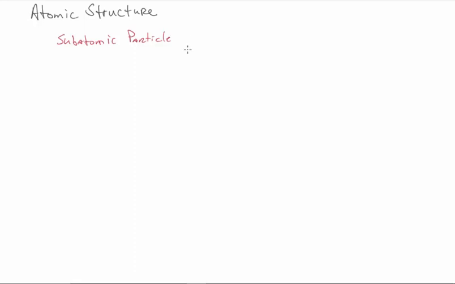Our subatomic particles, we've got protons, we've got neutrons, and we've got electrons. All right, our protons we're going to abbreviate as P+, our neutrons is just a lowercase n, our electrons is that e with a small negative sign up top. So a couple of things that we need to know about these guys.